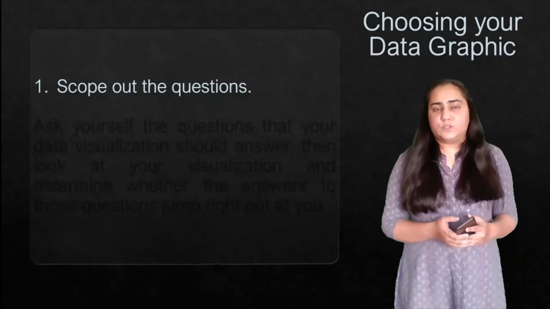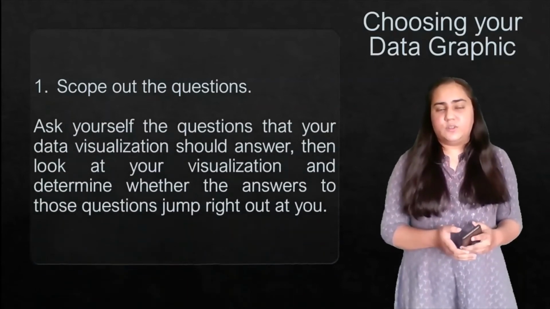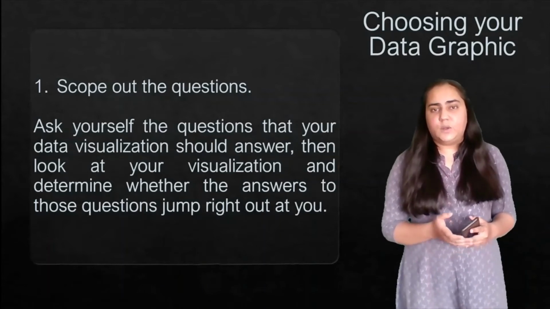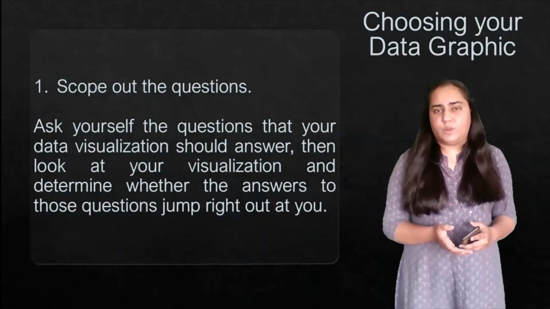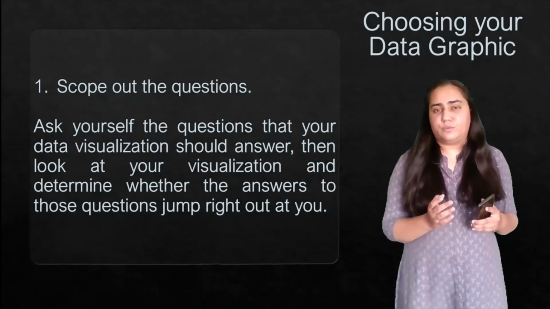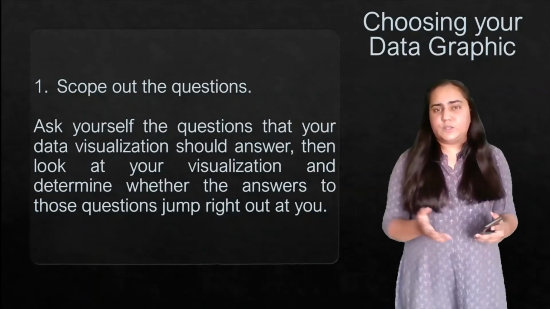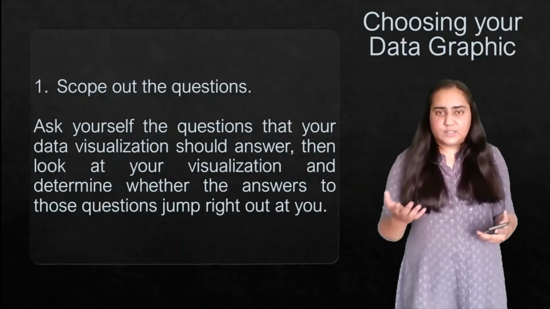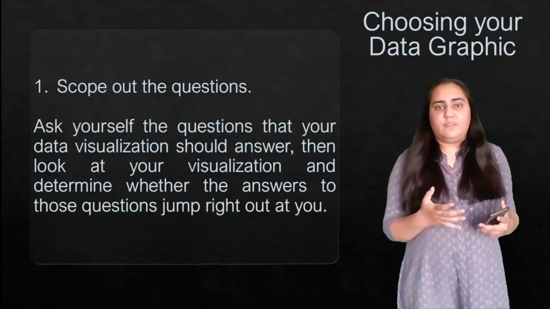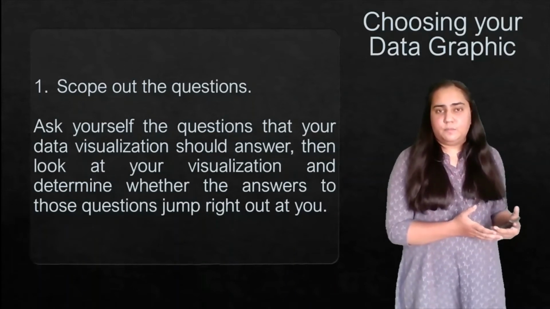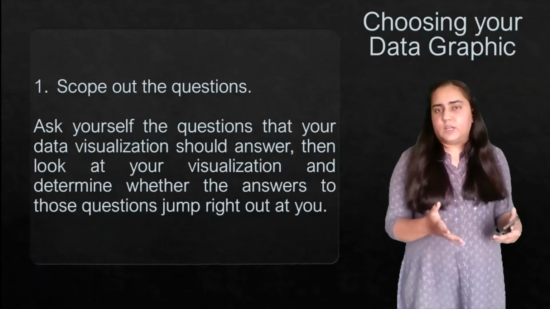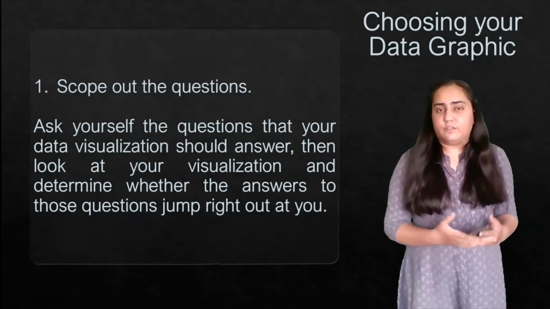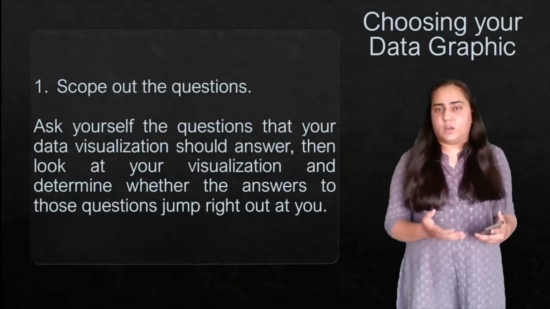The first step is scope out the questions. Ask yourself the questions that your data visualization should answer. Then look at your visualization and determine whether the answers to those questions jump right out at you. So if you're trying to show increase in sales, then ask yourself a question, is there an increase in sales or is there a decrease in sales? And then just look at your data visualization. And when you look at it at first glance, are you able to tell whether there's an increase or decrease in sales? If that's the case, then you've chosen the correct graphic.